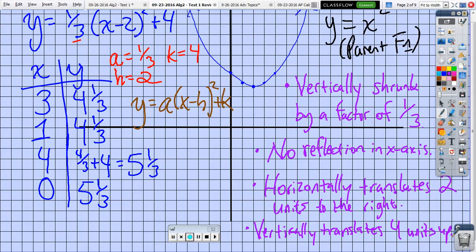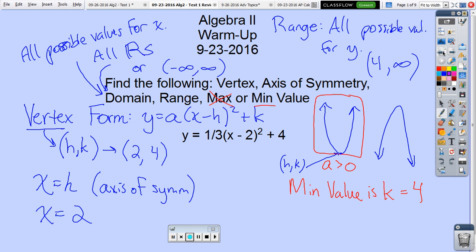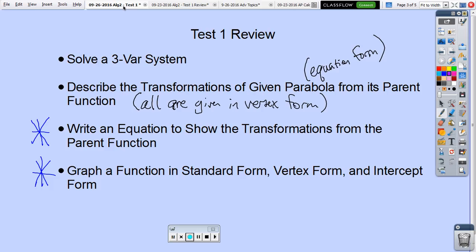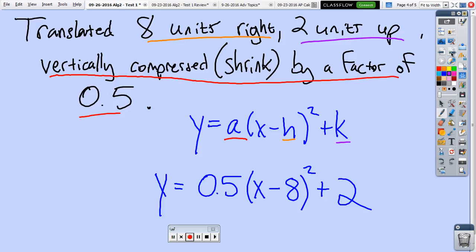And that takes care of everything you have to know. There's no horizontal compression or stretching. We just have vertical stretching or compression, or shrinking if you want to call it, reflecting or no reflecting, horizontal translation and vertical translation.